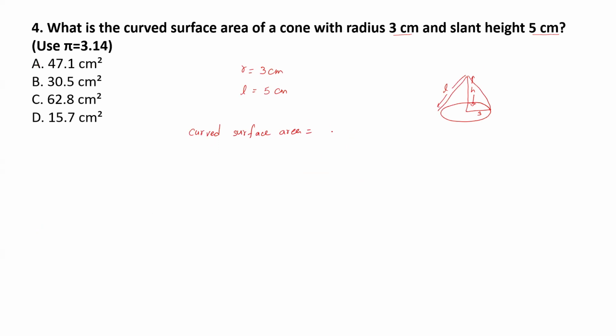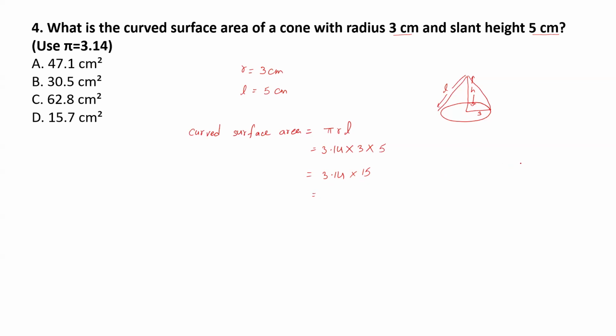So it is pi r and L. Pi is given in your question. It is 3.14 into r is 3 centimeter, L slant height is 5. So you just have to compute this. 3.14 into 3 into 5, that is 15. So this you have to compute. It should come out to be, let's do this multiplication, something around 47.